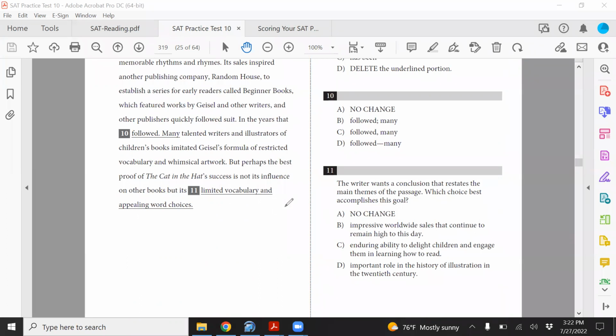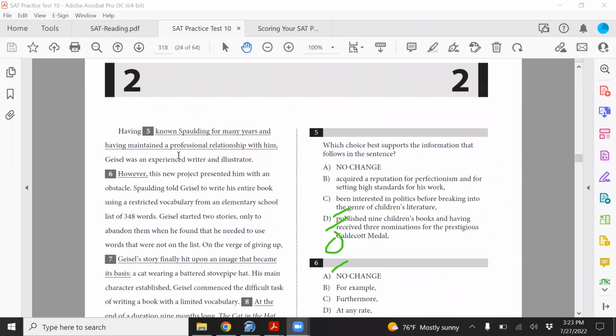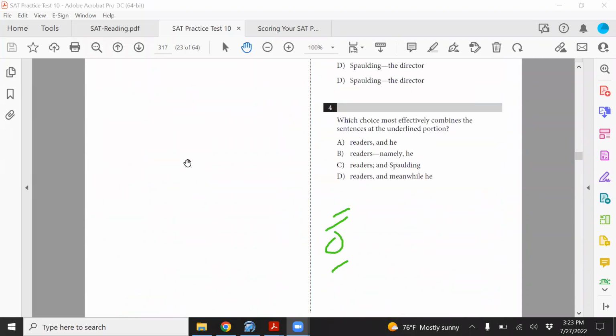You want to end on a kind of high note, so I don't like A. And it's more about inspiring kids to read, so I kind of like C a lot. In the history of illustration, though, but enduring ability to delight children and engage them in learning how to read. So I totally go C. And then I can go back and do number 2. Or sorry, number 5. Number 2.